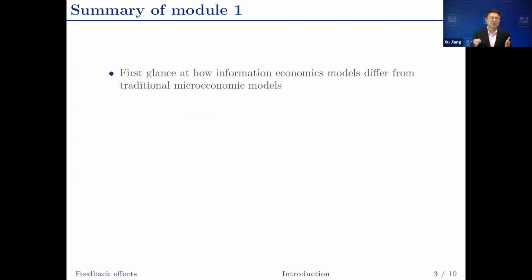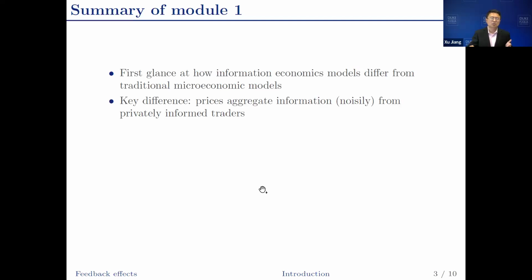In Module 1, we provide a first glance at how information economics models are different from traditional microeconomic models you may have encountered. A key difference is that in traditional microeconomic models, price only plays an allocation role. Demand equals supply that determines the market clearing price. In information economics models, price has an additional informational role. It aggregates information from privately informed traders.